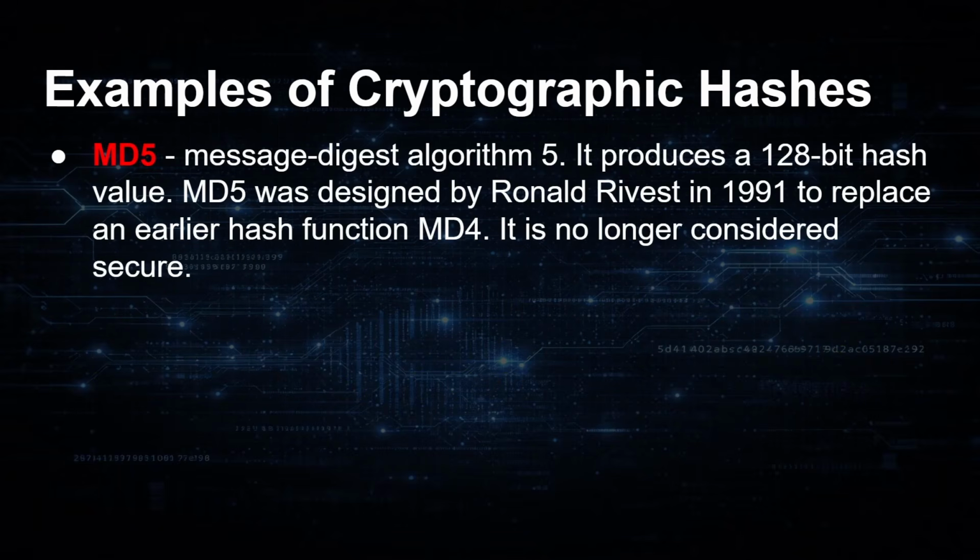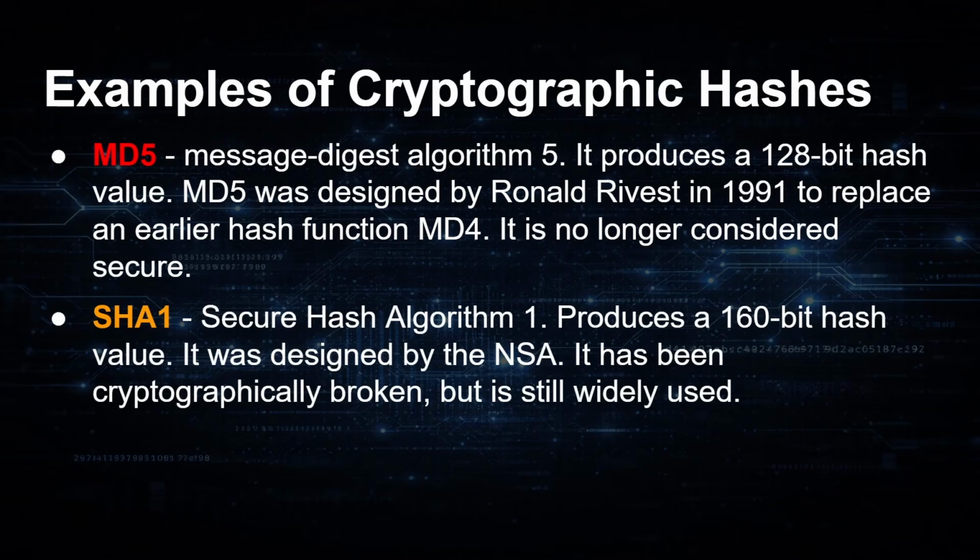So MD5, Message Digest Algorithm 5, produces a 128-bit hash value. MD5 was designed by Ronald Rivest, that's Rivest of the RSA fame, in 1991 to replace the earlier MD4. But I put it in red there because it's no longer considered secure. You can get collisions and you can fake documents that will give you the same value as a different document.